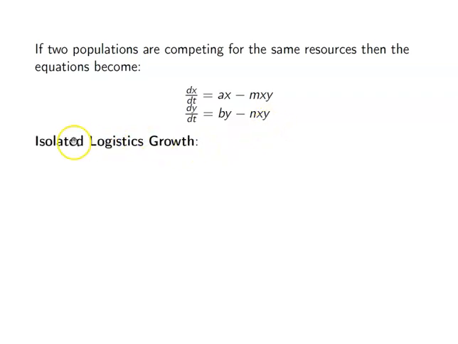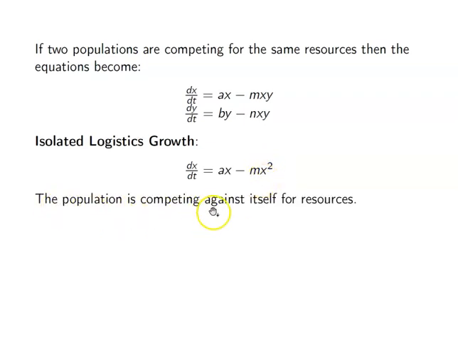Okay. Next, we have what's called isolated logistic growth. So here, the rate of growth is a population minus m x squared, and this is when the population is competing with itself for resources, and so it will lower its population size. So this is, for example, if you have too many rabbits and there's not enough resources, the rate of growth is going to slow down.